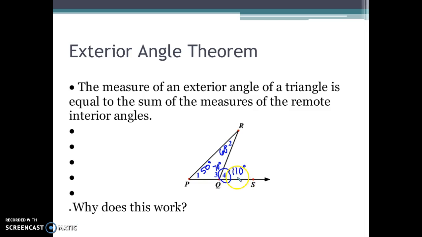Well, now if I look at the relationship between 50 and 60 and 110, 50 plus 60 is 110, and that's what my exterior angle is. Right? So for this case, angle 1 plus angle 2 equals angle 4. Now, just to get a little more mathematically correct, typically whenever we're talking about the measure of these angles, we're going to put a little m out front. So we'll say the measure of angle 1 plus the measure of angle 2 equals the measure of angle 4 by this exterior angle theorem.